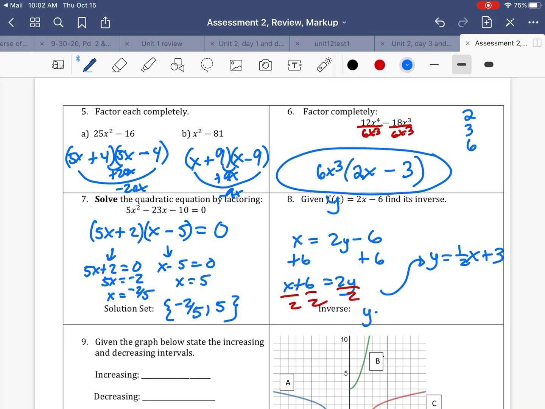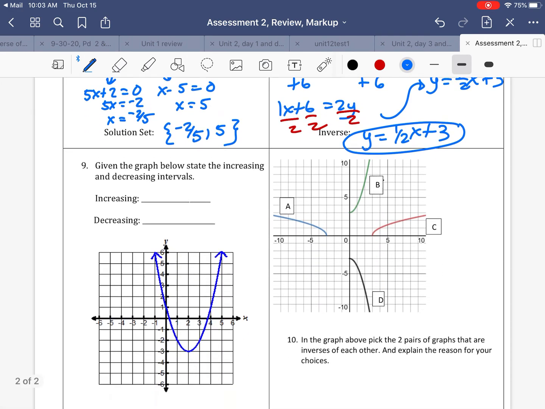All right, so y equals 1/2 x plus 3 for my inverse. Because remember there is a 1 in front of the x, so I just write that 1/2 x. Or you can write it x over 2. All right, last couple problems here.